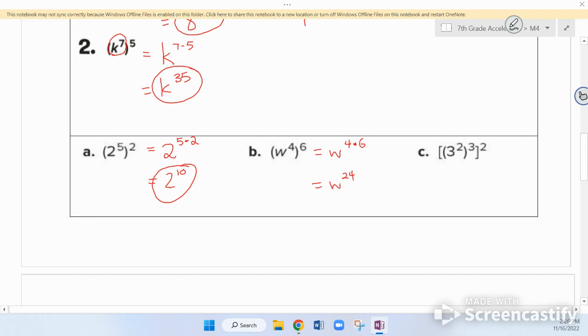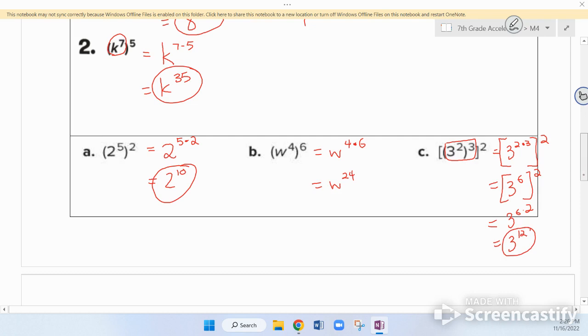And now we're going to work from the inside out. We have 3 to the 2nd to the 3rd, so we're going to do this part first. That's going to be 3 to the 2 times 3, and we still have that 2 outside. We get 3 to the 6th with the 2 outside. And then we have another power to a power, so we're going to do 3 to the 6 times 2. And that's going to give us 3 to the 12th. All right. There we go.